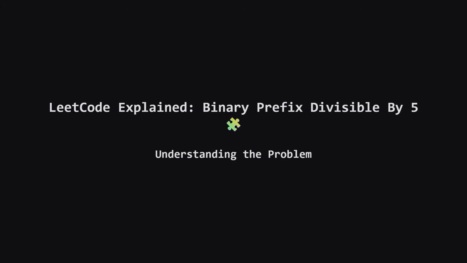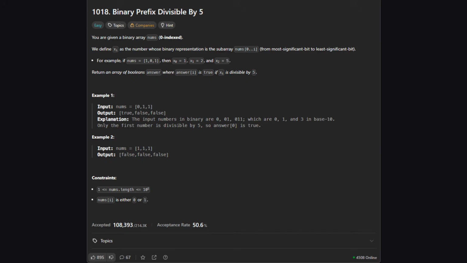Hello everyone, welcome back. Today we're tackling a Leetcode problem called binary prefix divisible by 5. This is one of those problems that sounds a bit complicated when you first read it, especially if you aren't dealing with binary numbers every day, but once we break down the mechanics it actually reveals a really elegant solution. We'll start by making sure we understand exactly what the question is asking, then we'll walk through the logic, and finally write the code.